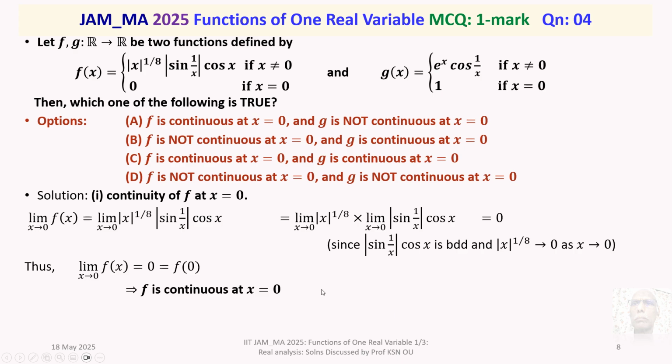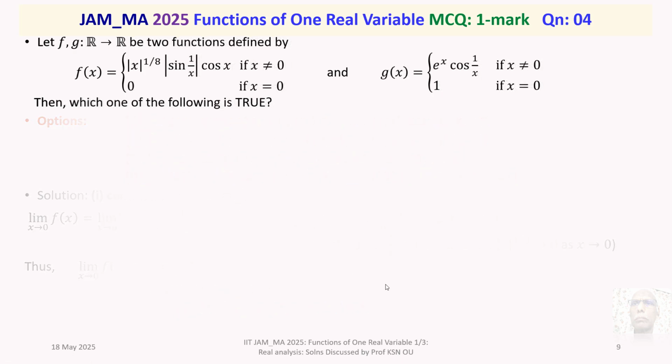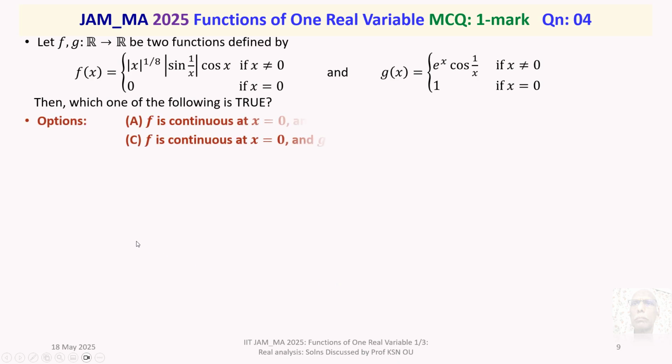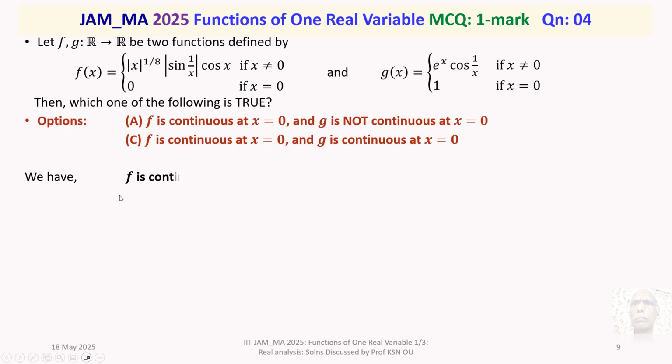When f is continuous at x equal to 0, options B and D talk about f not being continuous. Therefore, options B and D are ruled out. So we are left with options A and C. We continue in the next slide. These are the two options left, and we have already seen f is continuous at x equal to 0. We now go to continuity of g at x equal to 0.